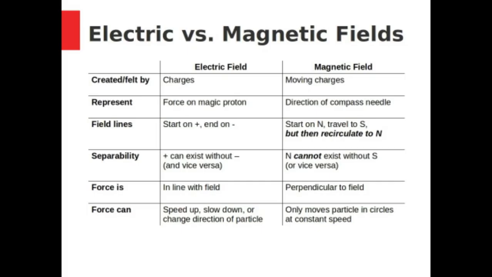At this point, we can round out our list of differences between electric and magnetic fields. In electric fields, the force is always in line with the field, but in magnetic fields, the force depends on a cross product that uses the field, so it is always at right angles to the field. Furthermore, in an electric field, the field is capable of speeding up or slowing down charged particles. But since the force in a magnetic field is always at right angles to the velocity, a magnetic field can only ever cause particles to move in circles at constant speed.